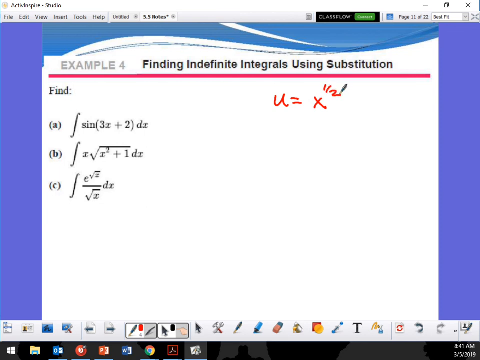Okay. Let's see. So I'm going to get du is equal to 1/2 of x to the negative 1/2. Yeah, so it's going to be 1/2 times x to the negative 1/2 dx, right? Okay. But I'm going to clean up my math on the right-hand side of that just so it makes it more obvious of what I'm doing with it.